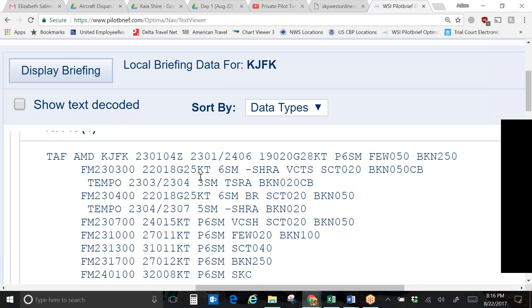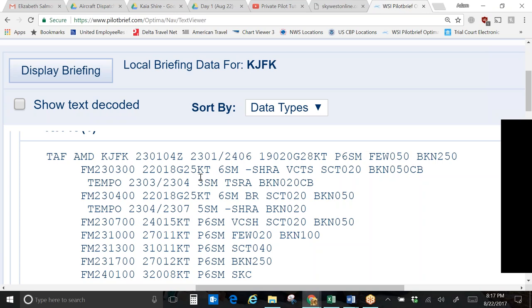Now you get a temporary remark in there from 0300 to 0400, 3 statute miles, moderate rain and thunderstorm, broken 2,000, cumulonimbus. Then you get a new forecast, 2300 at 04, 23rd day at 0400, wind still 220, 18, gusting to 25, 6 statute miles, mist, scattered 2,000, broken 5,000, temporary remark. So this is a 3-hour temporary remark from the 23rd at 0400 to the 23rd at 0700, 5 statute miles, light rain showers, broken 2,000.